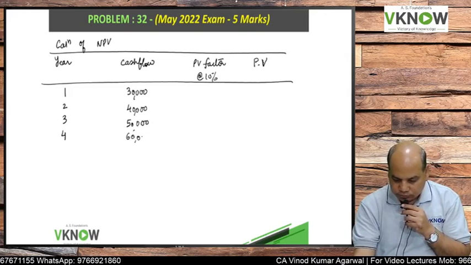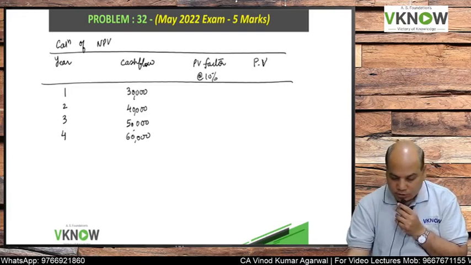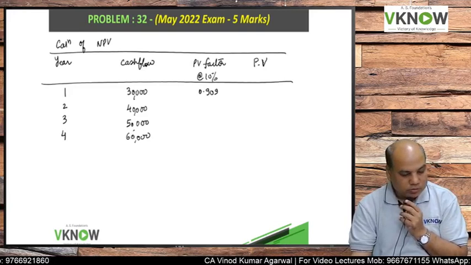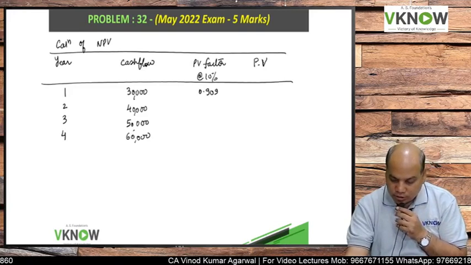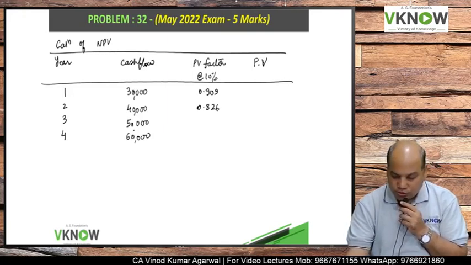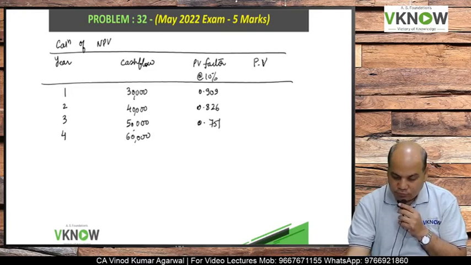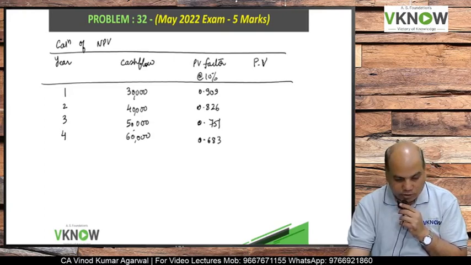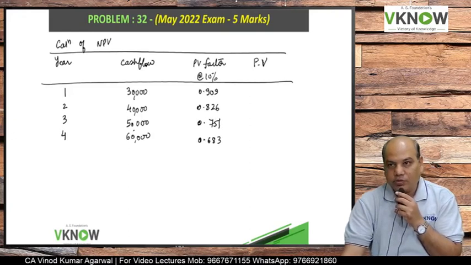50,000. 60,000. Factor you copy from the book. Year 0 I will write below. Don't worry. 0.909. Any other presentation is welcome. 0.826. If you are taught some other presentation, you follow that. 0.683. Now, learned students will kindly reply for the last column.